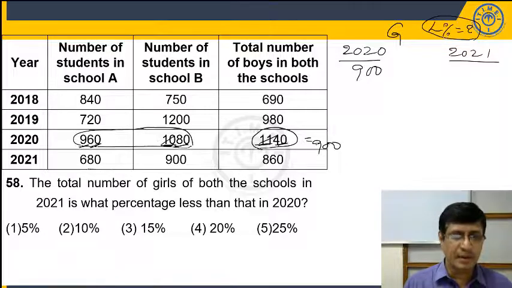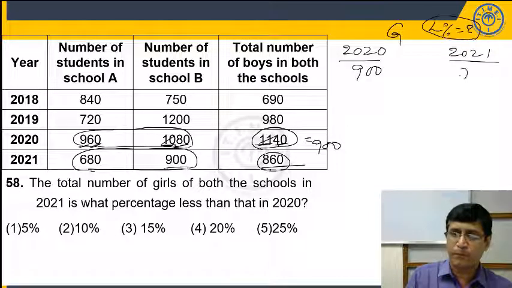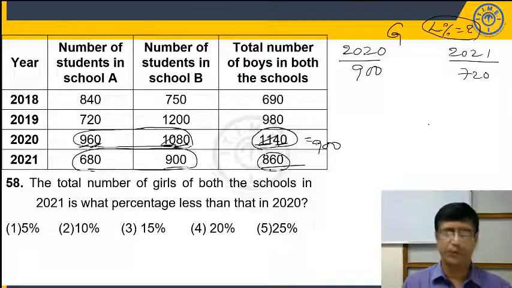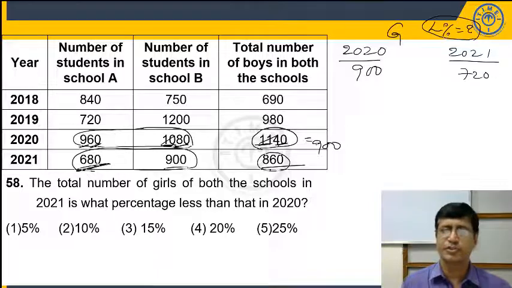Similarly, sum of these two, minus 860. 900 minus 860, it is 40. 40 plus 680, how much is it? 720. Yes or no? So 680 plus 900 minus 860. What am I doing? 900 minus 860, it is 40. 40 plus 680, it is 720.